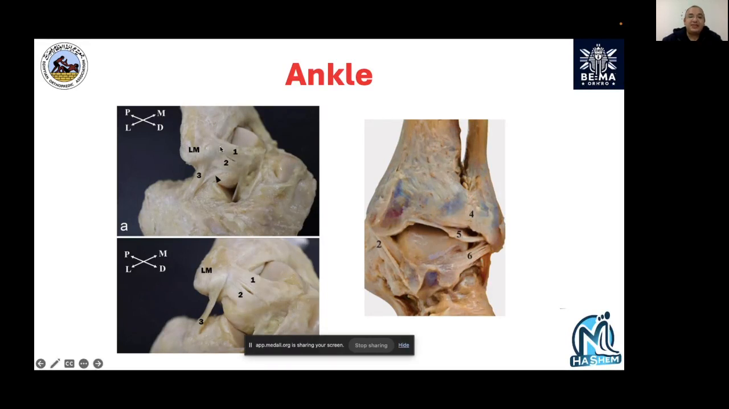And when it stresses the ATFL, this is the time when you get a lateral ankle sprain. Because the ATFL is a weak ligament, easily sprained, and it is under tension when you're putting the heel into varus with plantar flexion.